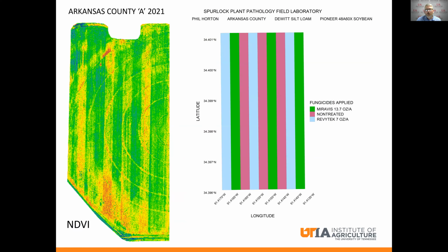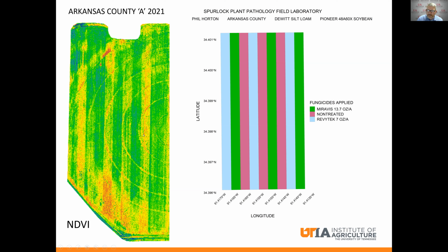Okay, here is Arkansas County in 2021. Again, some significant yield difference here where we had applied fungicide and we had a lot of Septoria here. And you can see these 3 untreated strips. Now this strip over here was created because we sprayed out the remnants of the tank on the edge, but you can see those pink are the non-treated, the green are the Miravis, and the blue is the Revytek. And you can see those treatment strips here, here, here, and a non-treated, a non-treated, and a non-treated.